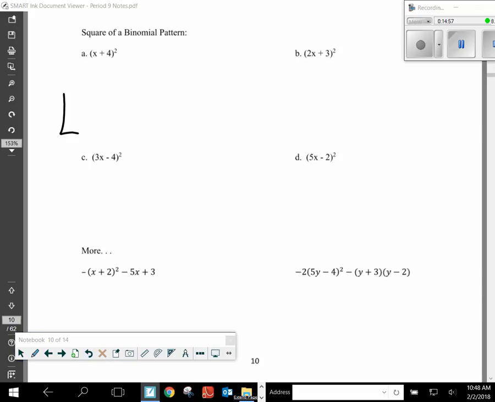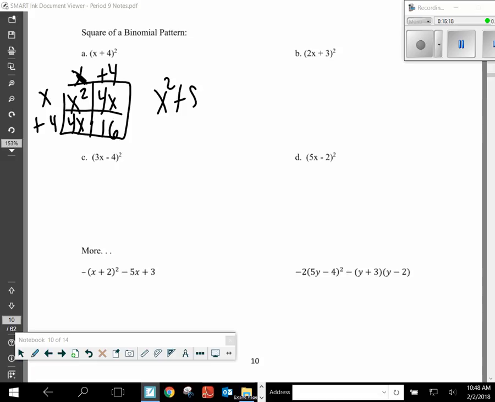So we're going to draw our box. X plus 4, x plus 4. So x times x is x squared. 4 times x is 4x. 4 times x is 4x. 4 times 4 is 16. So we have x squared plus 8x plus 16. See? So if you went ahead, you probably forgot the 8x. I hope you didn't, but you might have.